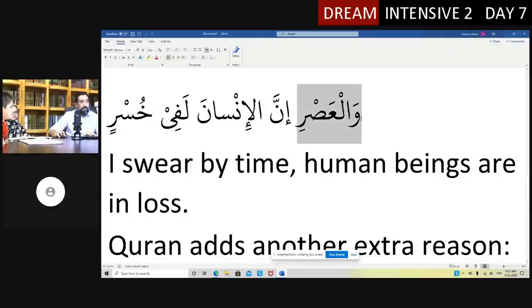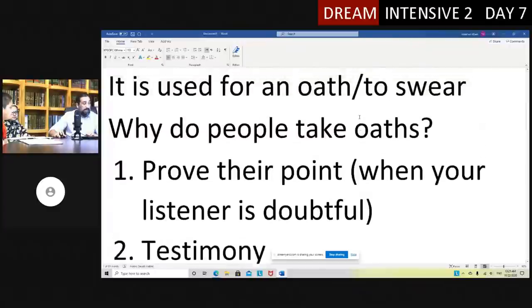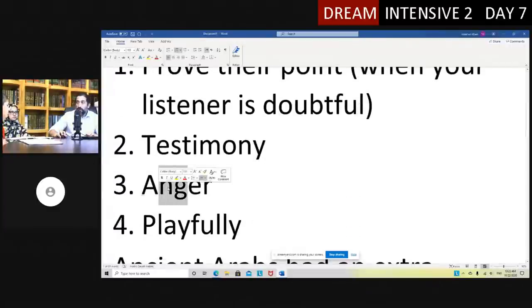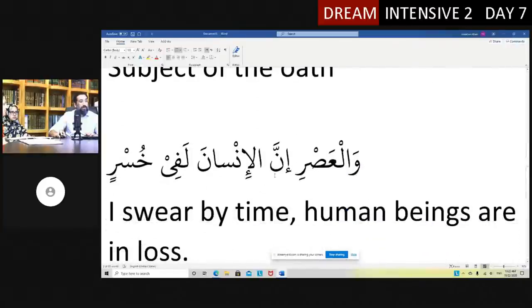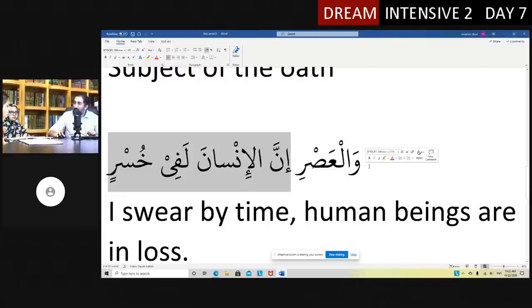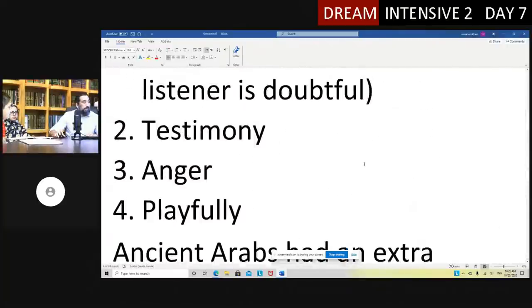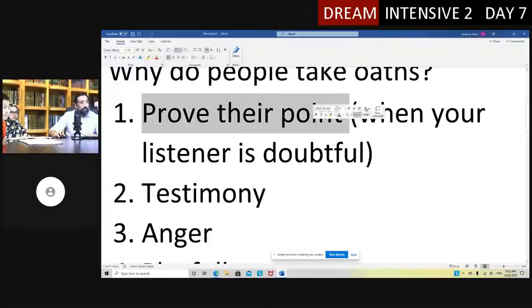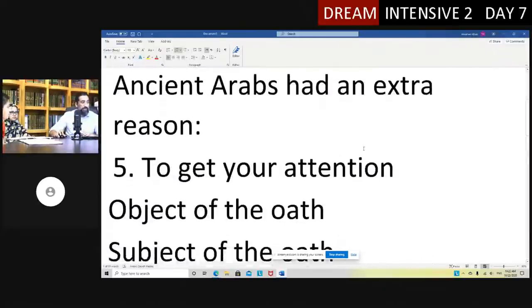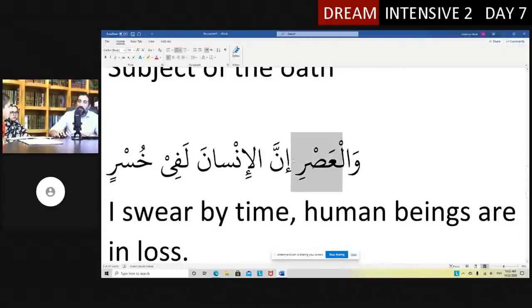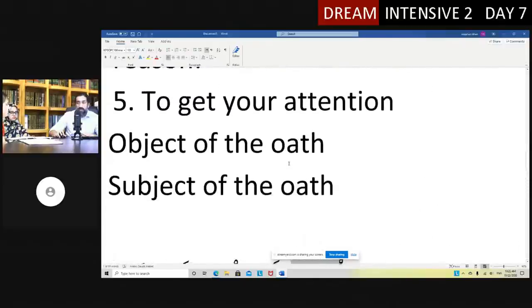Wal-asr. It could be that Allah is telling us, I swear by time, you're all in trouble, which means Allah is speaking out of anger. He could also be taking a testimony. You don't believe me, do you? You don't think you're in trouble, do you? I swear by time you are. I'm testifying by way of the oath. It could be that to prove the point, meaning when your readers are doubtful, which is similar to testimony, they go hand in hand, meaning people don't believe they're in loss. And Allah says, I'm swearing by time that they are.